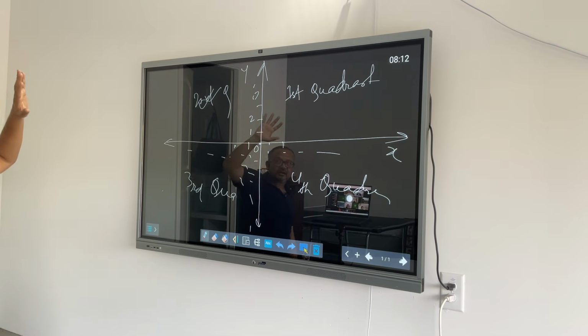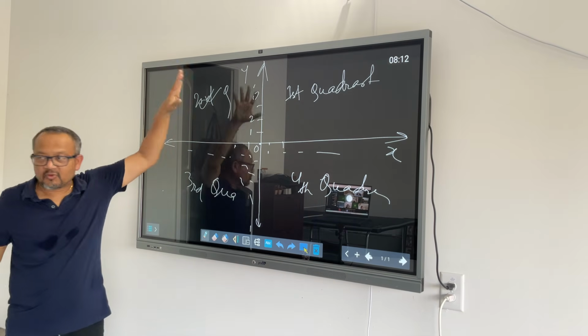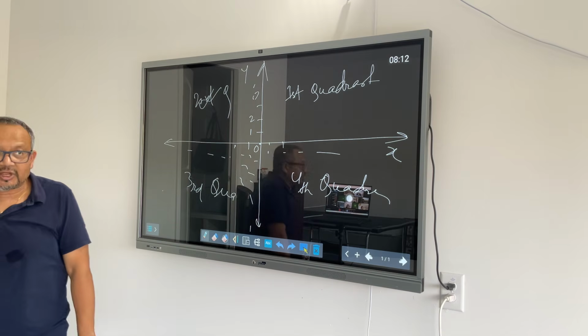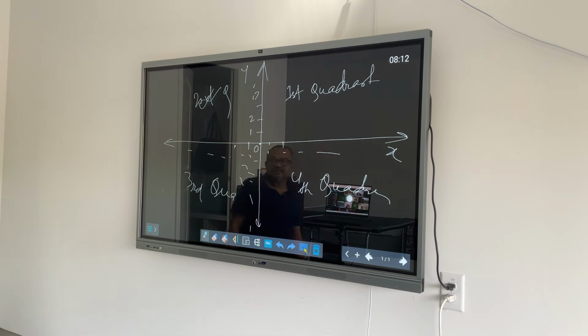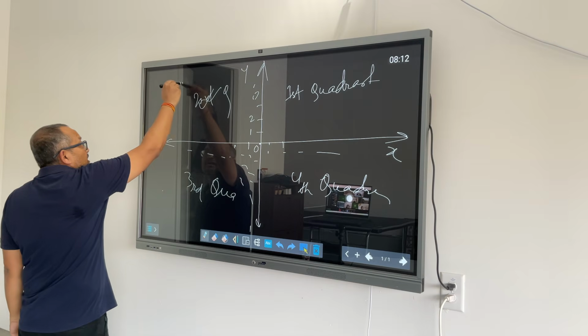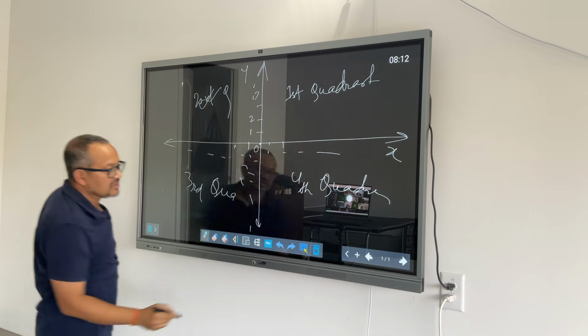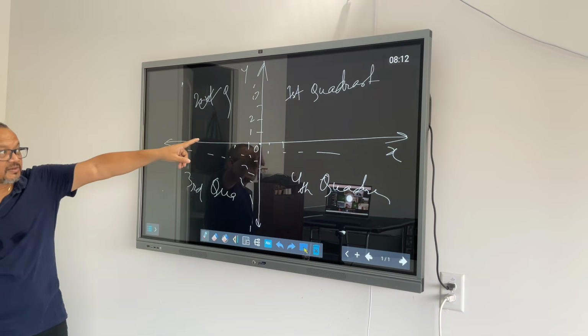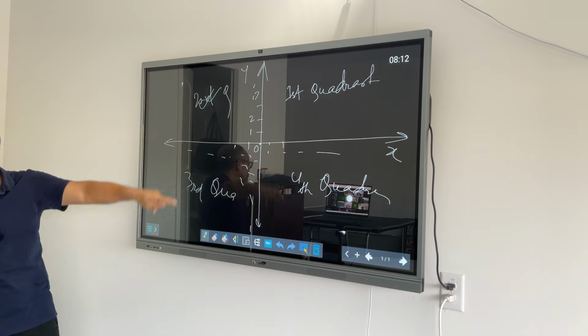Any point that we locate. Why are we even talking about the coordinate plane? Because it helps us locate the points. Let's say if I'm talking about this point on the screen versus this point on the screen, I will use this coordinate plane as a reference to locate these points.